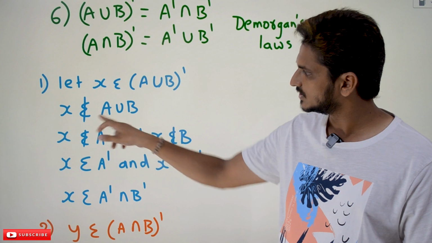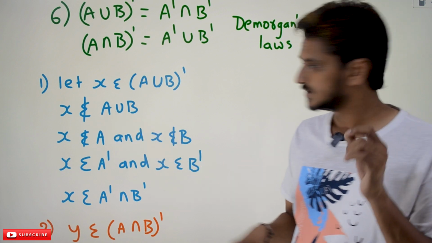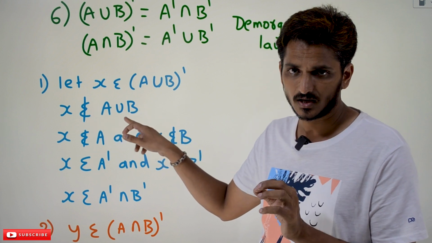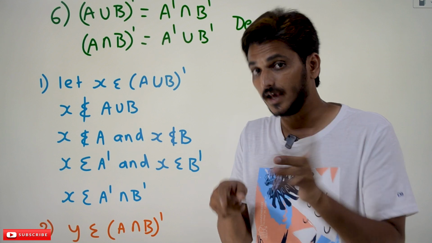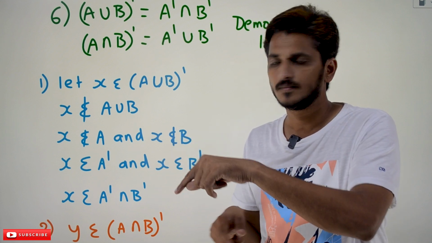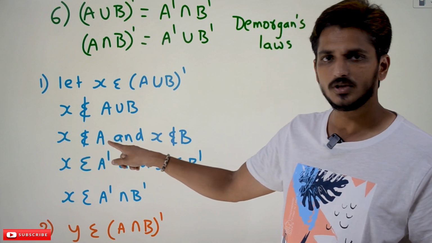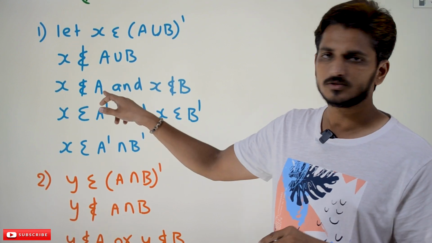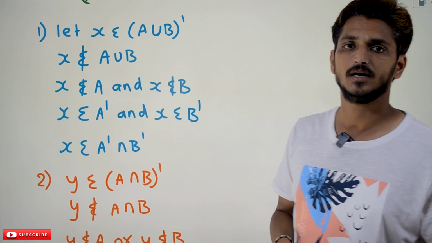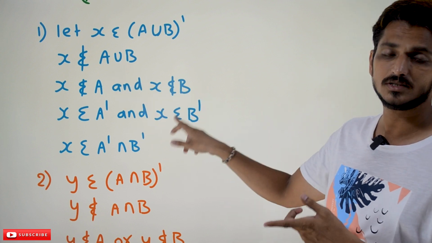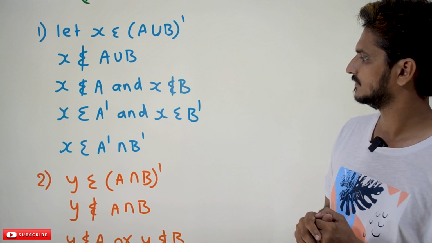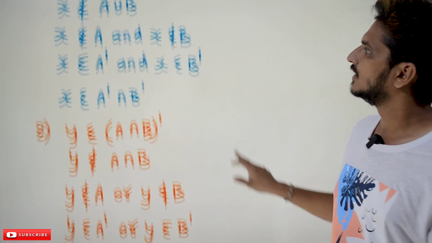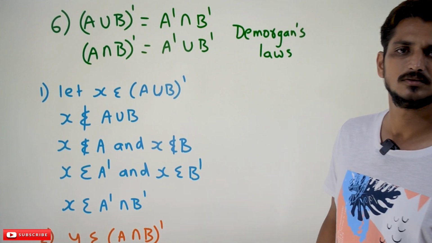This is the point you need to understand here: X does not belong to A union B. That means X does not belong to A and X does not belong to B. So X does not belong to A means X belongs to A complement, and X does not belong to B means X belongs to B complement. This can be written as X belongs to A complement intersection B complement. So we have taken this and we have derived this.